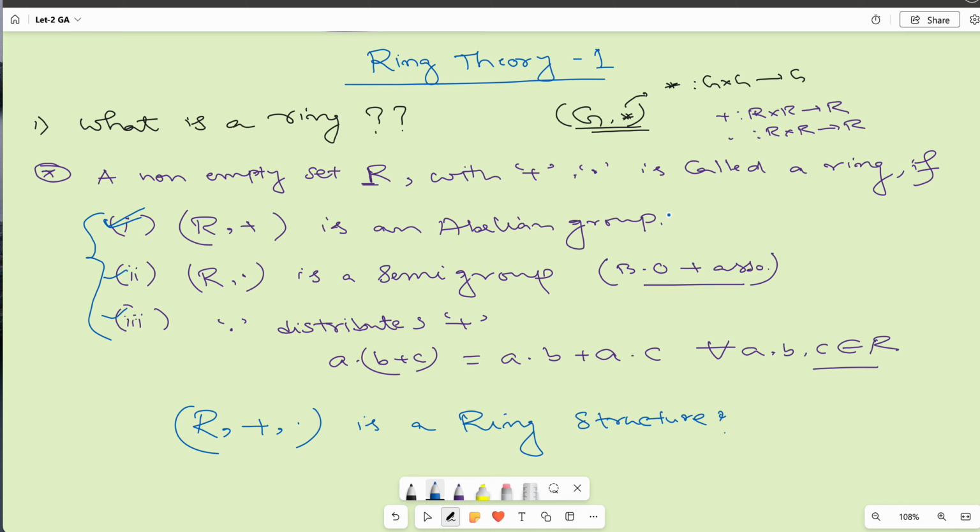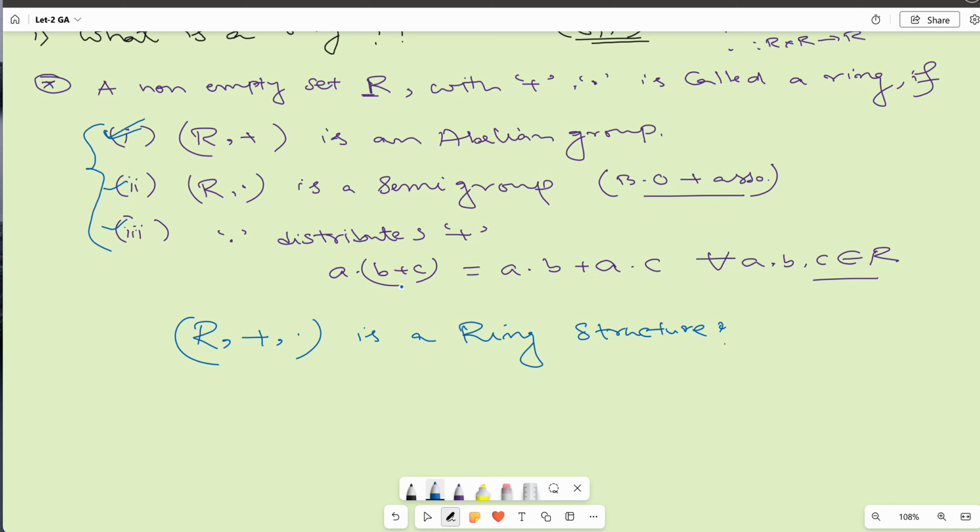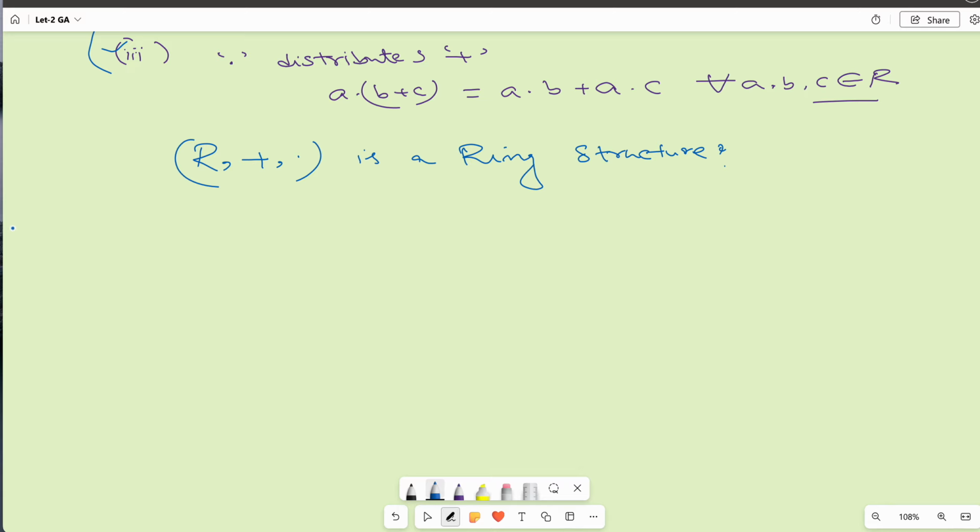So what are the examples of rings? The first example is the very obvious one: Z with plus and dot. Is it a ring?